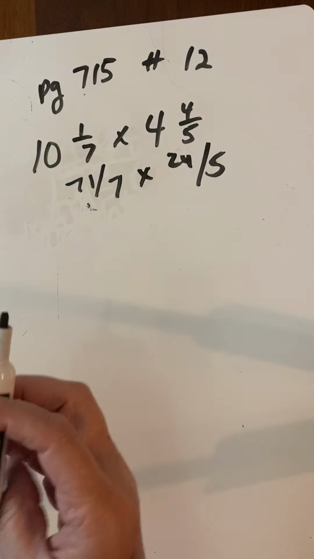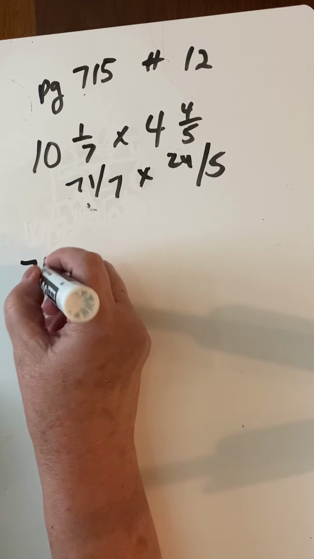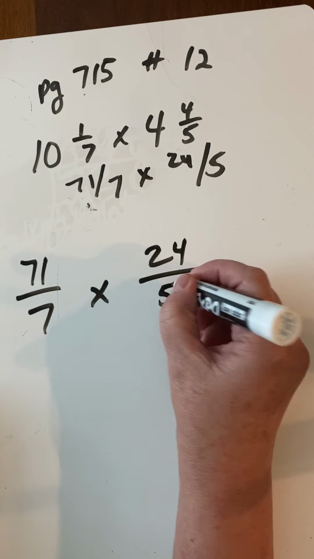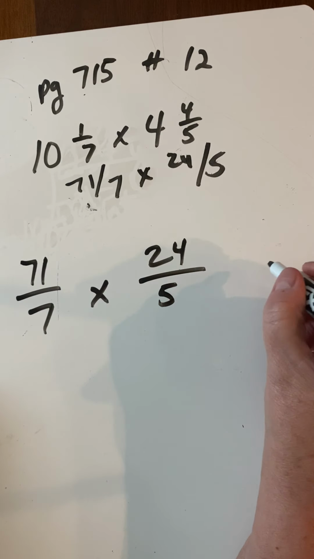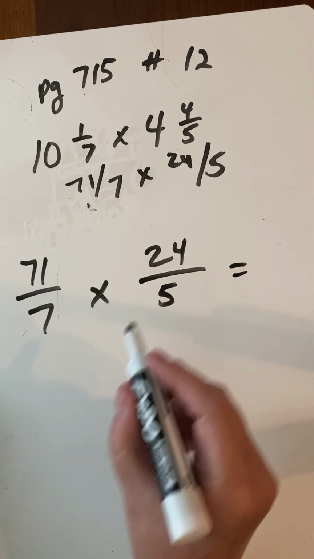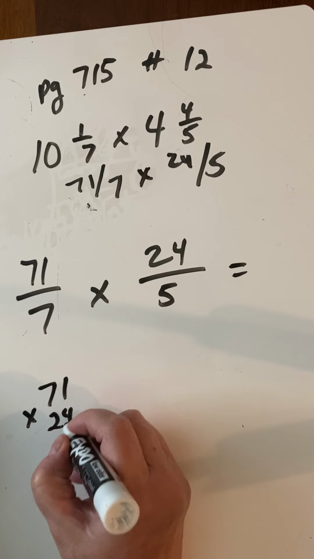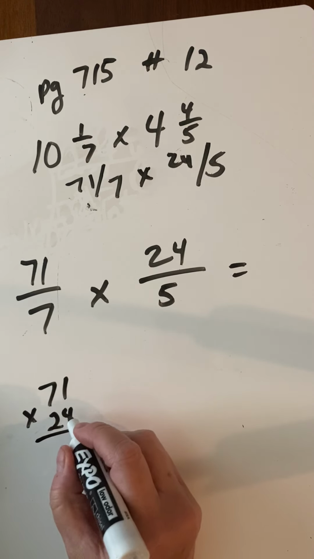So I'm going to go ahead and rewrite this. I have 71/7 times 24/5. Wow, that's really going to be a big number, isn't it? Because I have to multiply the top and the bottom together. So it's going to be 71 times 24, which is 4.